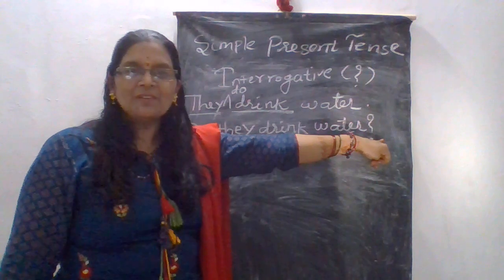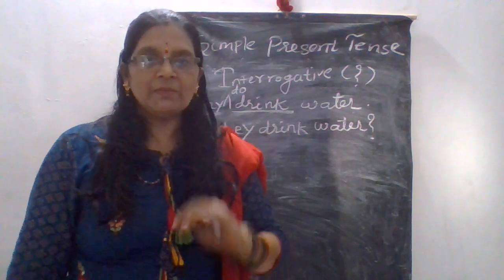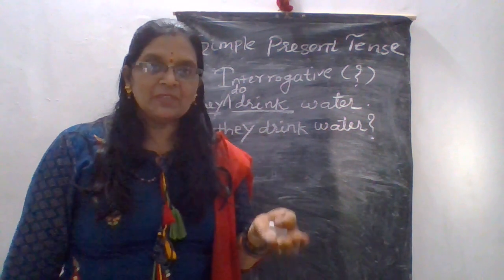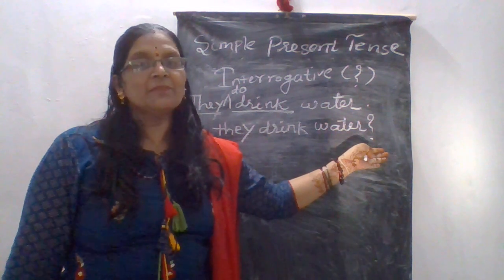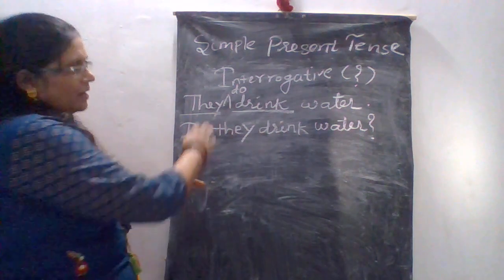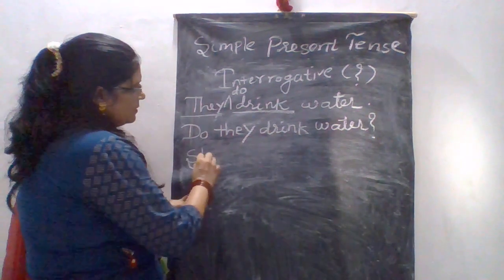Most important is the helping verb and then the question mark, because we are making a question. Punctuation marks are very, very important. Whenever we are writing a sentence, we give a full stop. When we are writing a question, we have to give the question mark. Then it will become an interrogative sentence. Now, do you understand this? Now we will go for the next sentence.